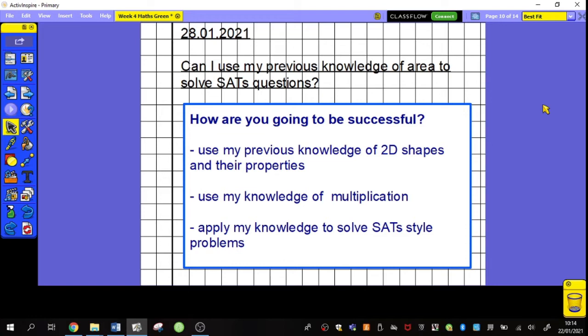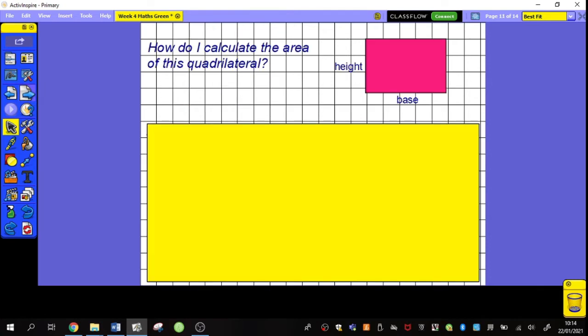Today we're going to be using your previous knowledge of area to solve problems. To be successful, you're going to need to use previous knowledge of 2D shapes and their properties as well. You're going to need to use your knowledge of multiplication, and you're going to apply all of this to solve problems at the end of the lesson.